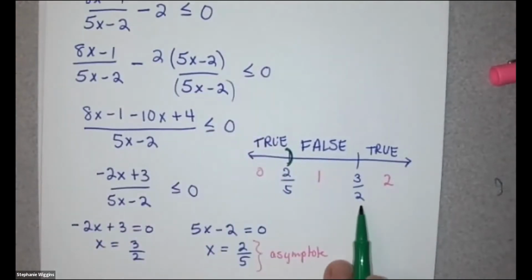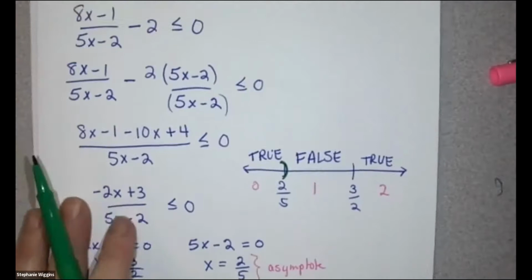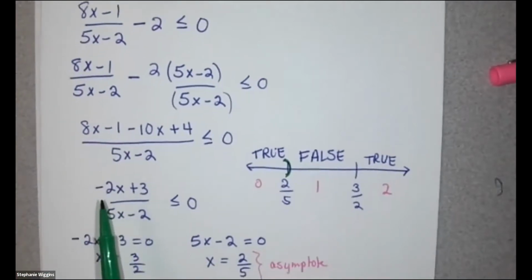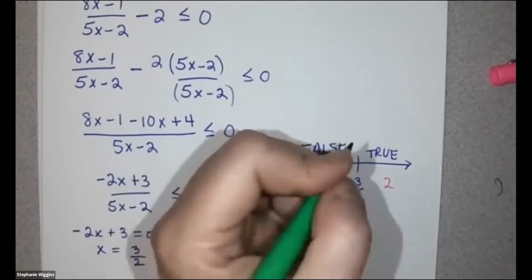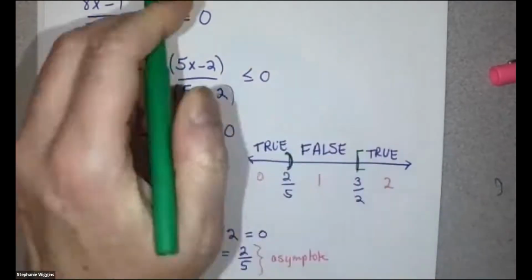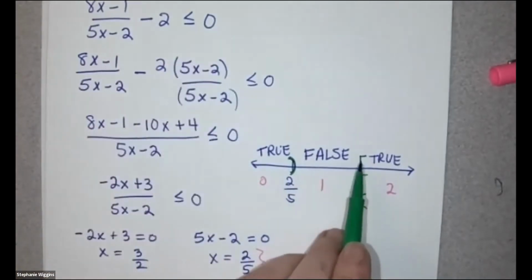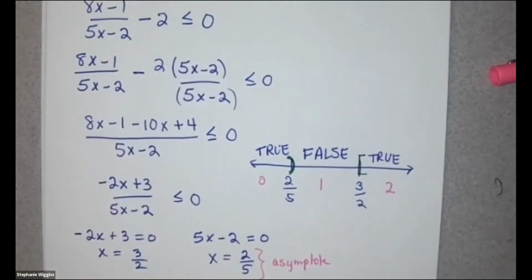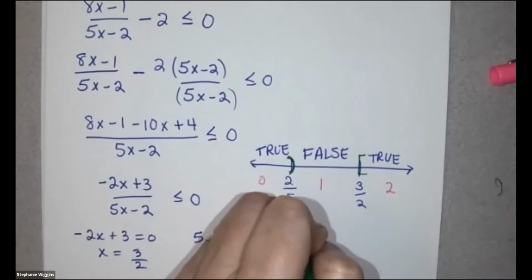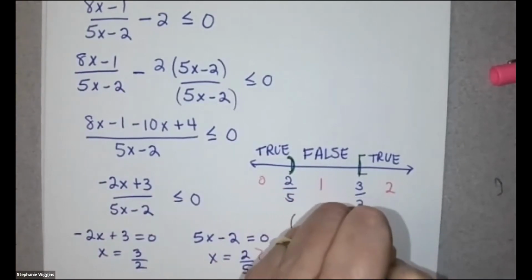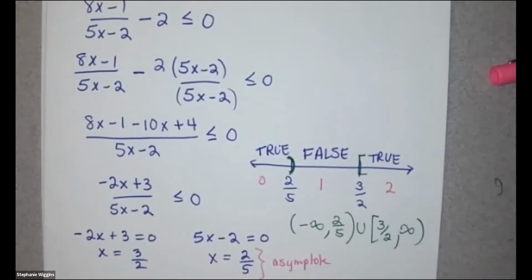However, 3 halves, remember we set the numerator equal to 0 here. So that's a 0. So 3 halves is going to be included because we want to know when it is less than or equal to 0. So the solution set goes from minus infinity to 2/5, not including 2/5, and then including 3 halves, and then from 3 halves to infinity, like that. That's my solution set.